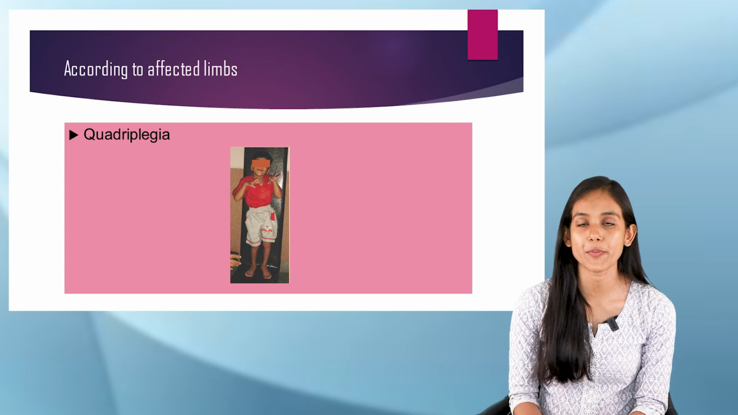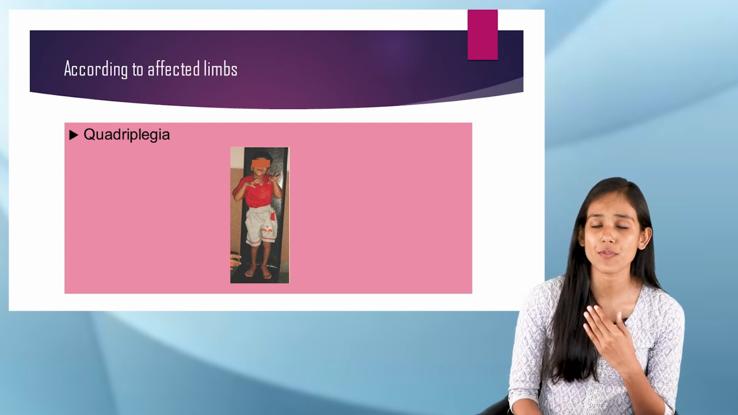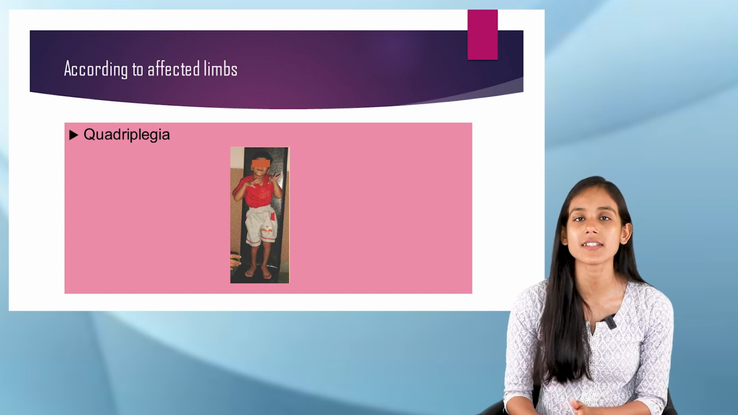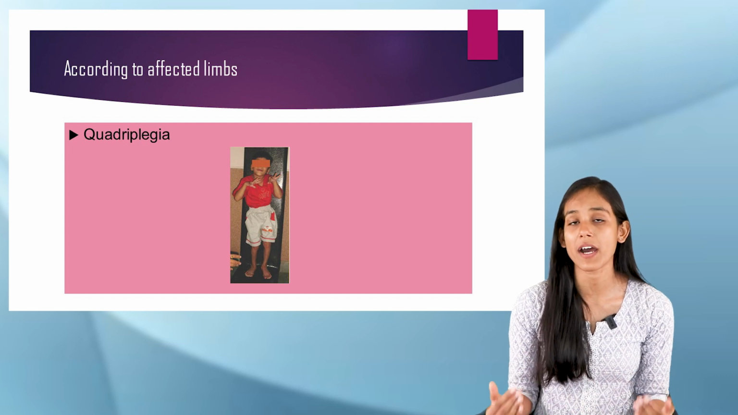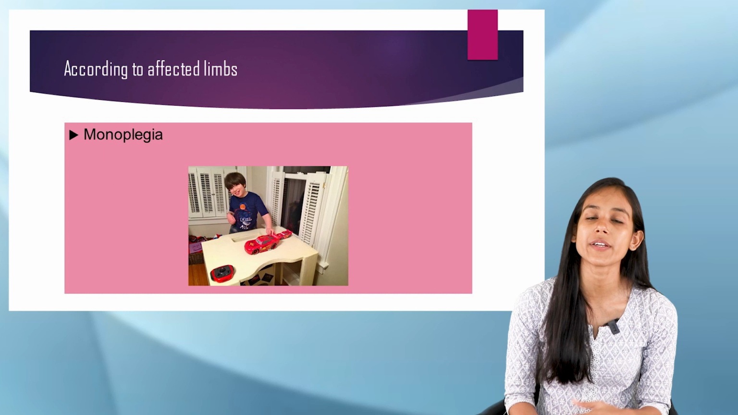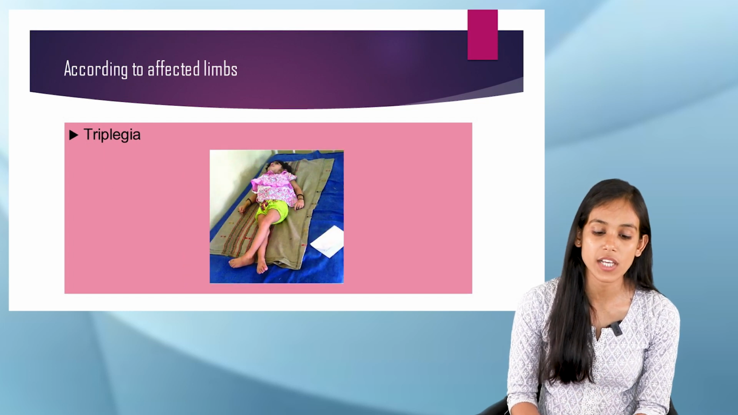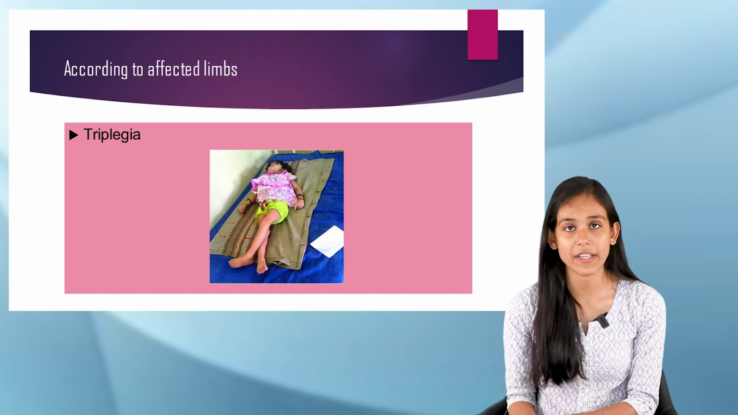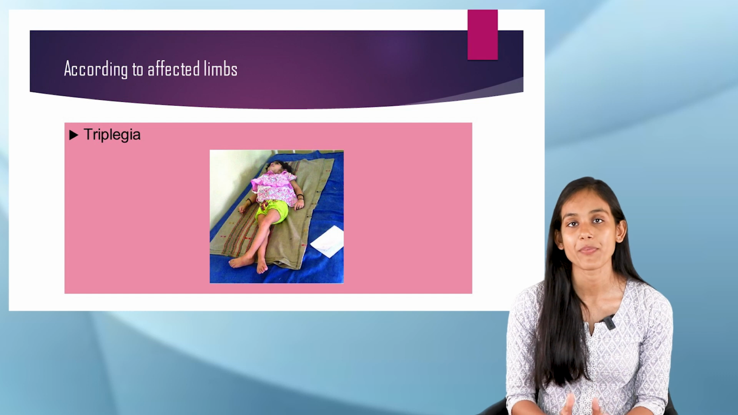And then there is quadriplegia. In quadriplegia, it starts from the neck and includes the trunk, legs, and arms. All the parts will be affected here. And then there is monoplegia, where only one limb will be affected, and triplegia, where three limbs will be affected. Both monoplegia and triplegia are extremely rare.